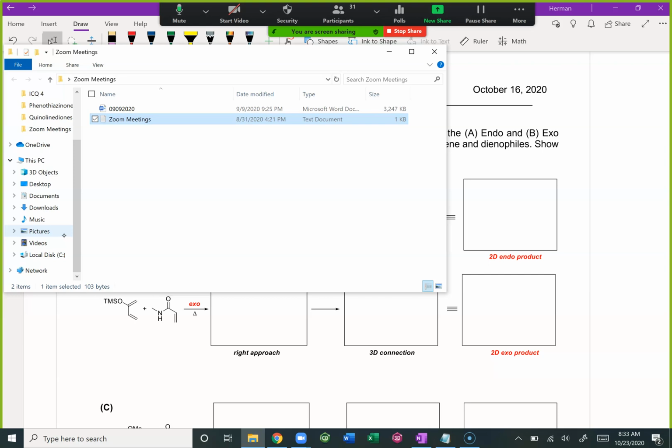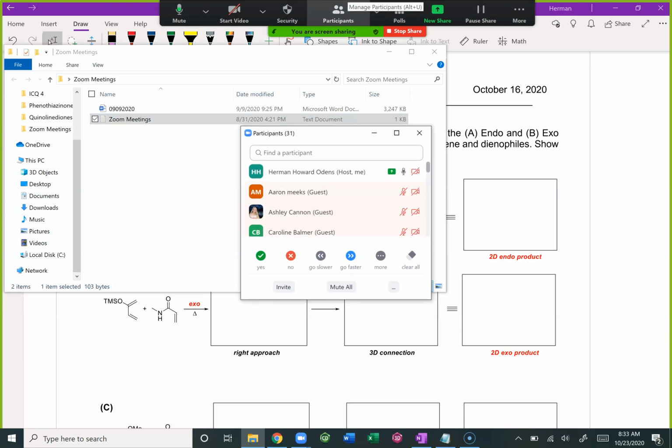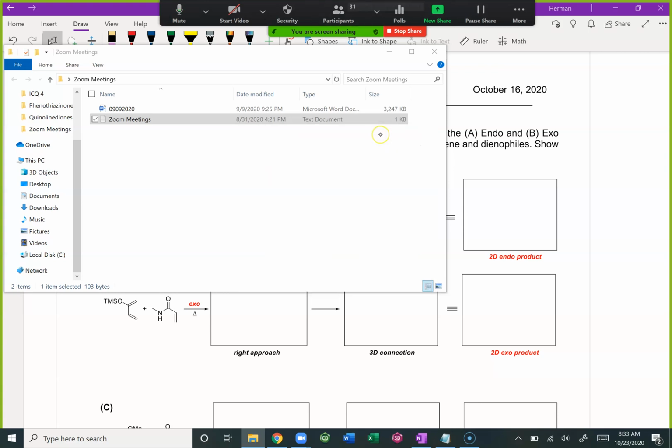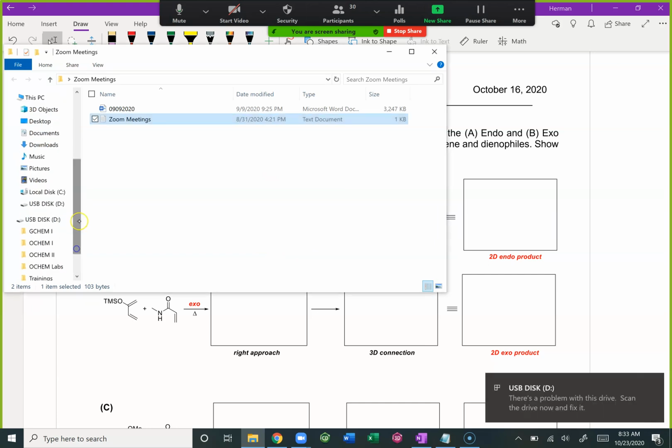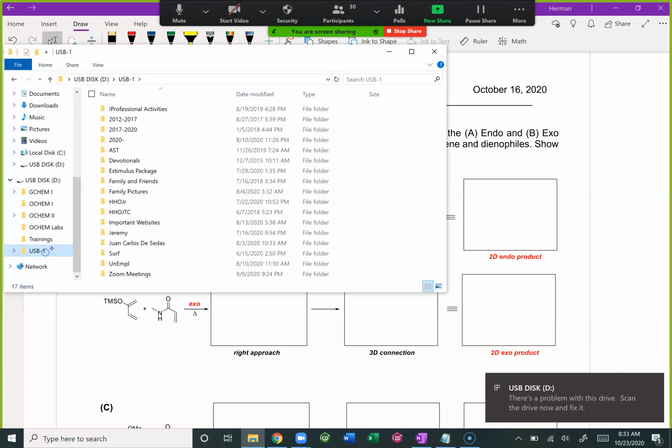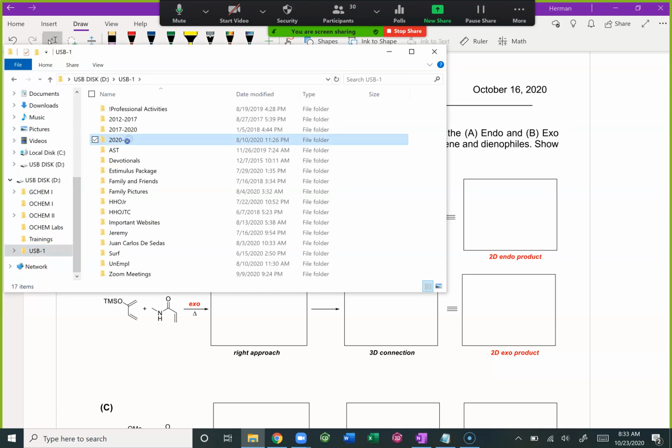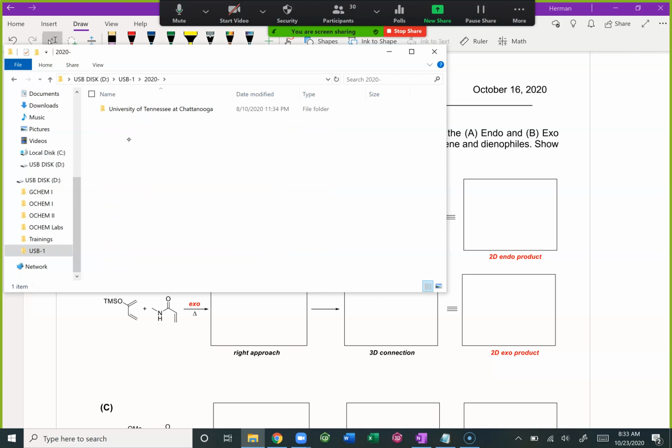So before I go over the Diels-Alders, let me take a walk through my recordings. Let's see. And I want to show you the model that I use.